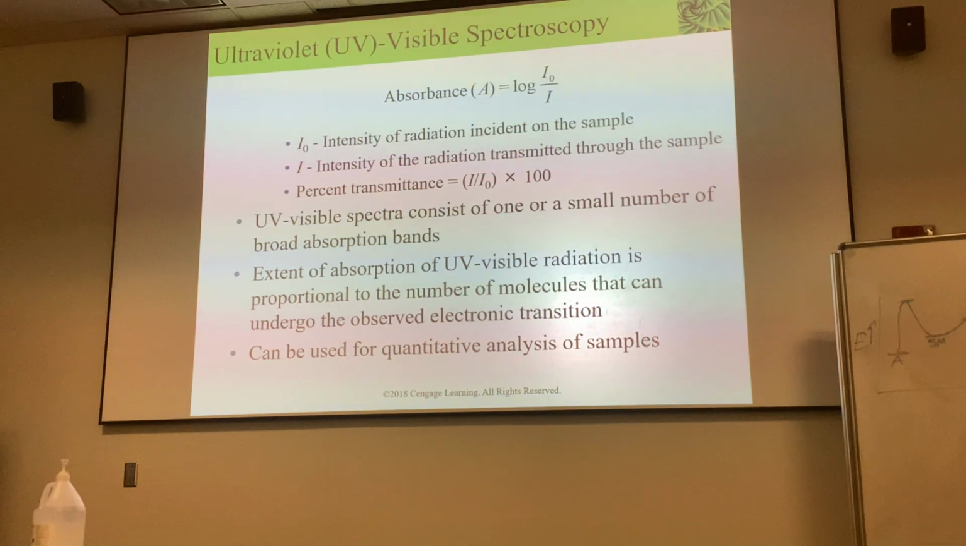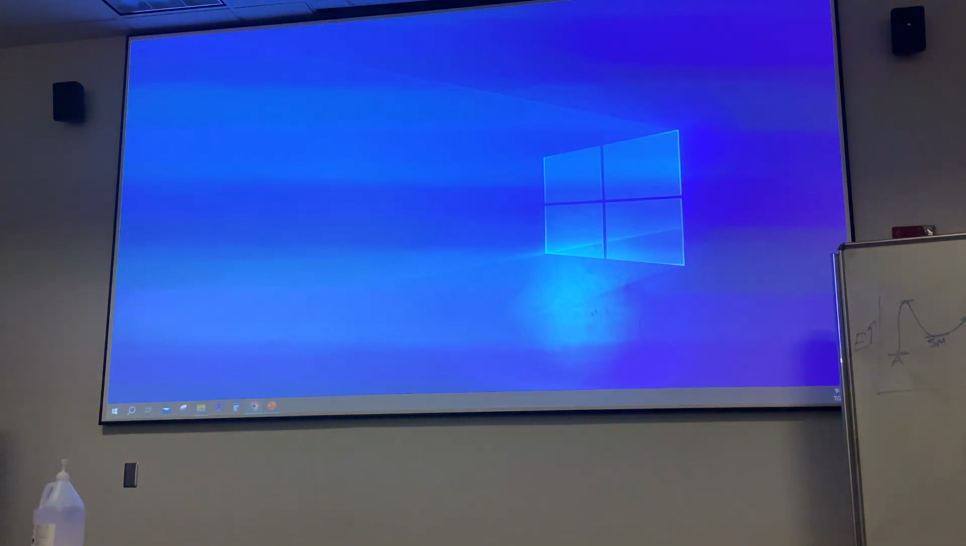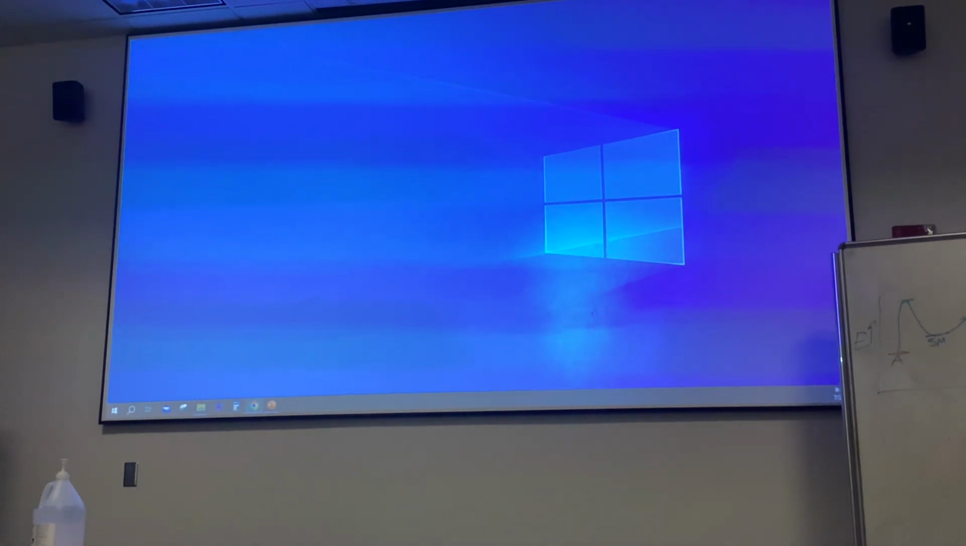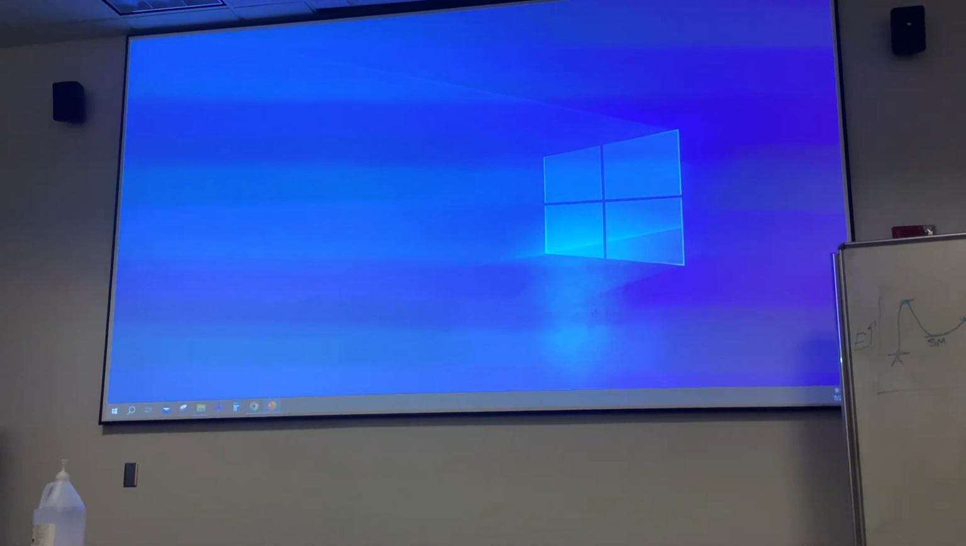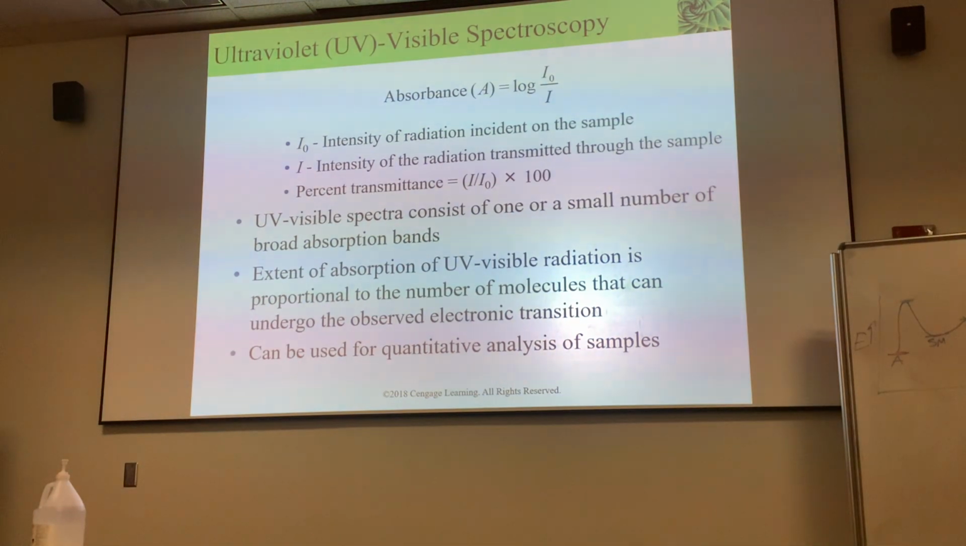Log of 1 is 1? Is that how that works? Oh, log of 1 is 0. Yeah, if they're the same. Okay, yeah. Log of 1 is 0, because if those are the same, that doesn't mean we're absorbing all of it. It means we're absorbing none of it.